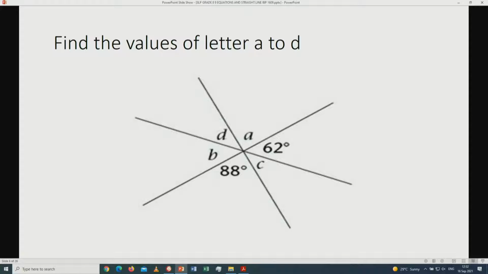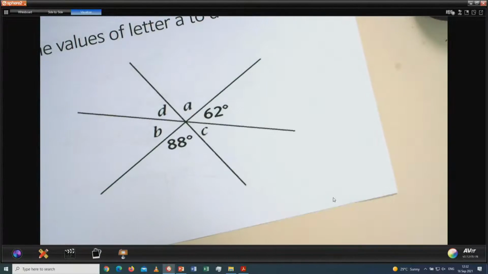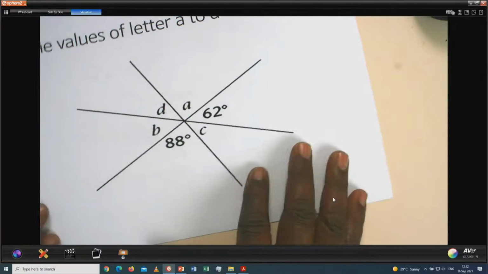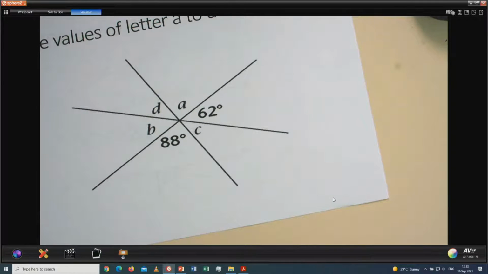Do you have vertically opposite angles there? Which ones are straight line angles? Which one has got only one unknown? All those questions that you need to ask yourself.